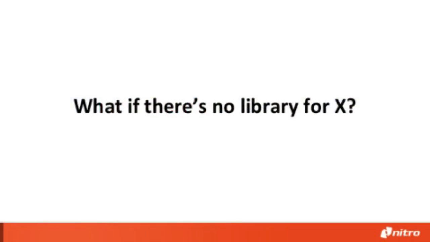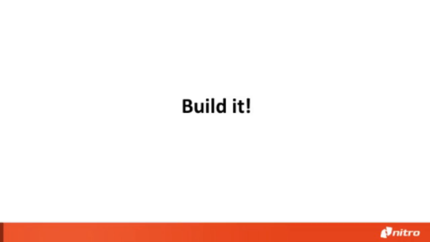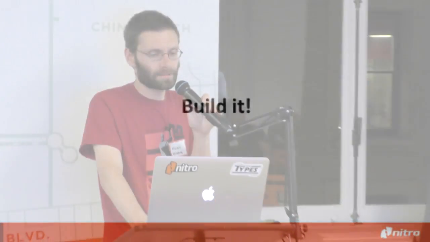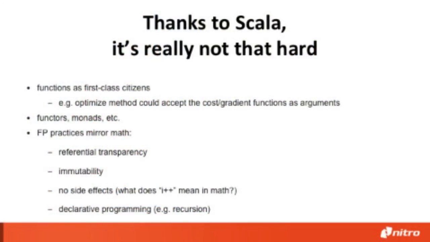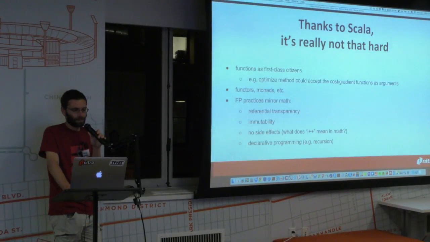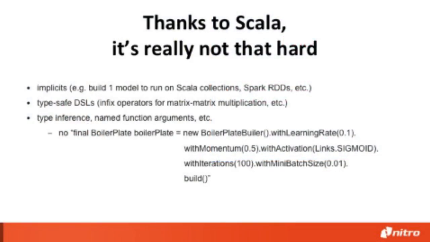But what if there is no library for something? I would like to make the claim that it's really easy to build it in Scala just because it's a good language. Obviously, we have functions as first-class citizens and functors, monads, and the whole category theory shebang. Not going deeply into category theory, I would just make a more basic point: referential transparency matters, and immutability matters as well, and just the fact that I can do declarative programming and not get a Stack Overflow. But also Scala has implicits, and this was the point that Malcolm was making about type classes.